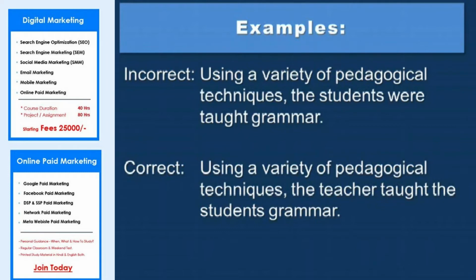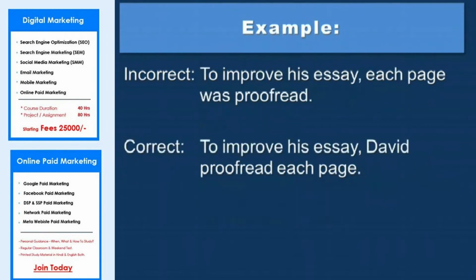Second question, to improve his essay, each page was proofread. To improve his essay, who is improving the essay? Is it each page? No, it is some individual. So you'll have to again insert some name in order to make the sentence grammatically correct. To improve his essay, David proofread each page. Again, the same change can be noticed here.